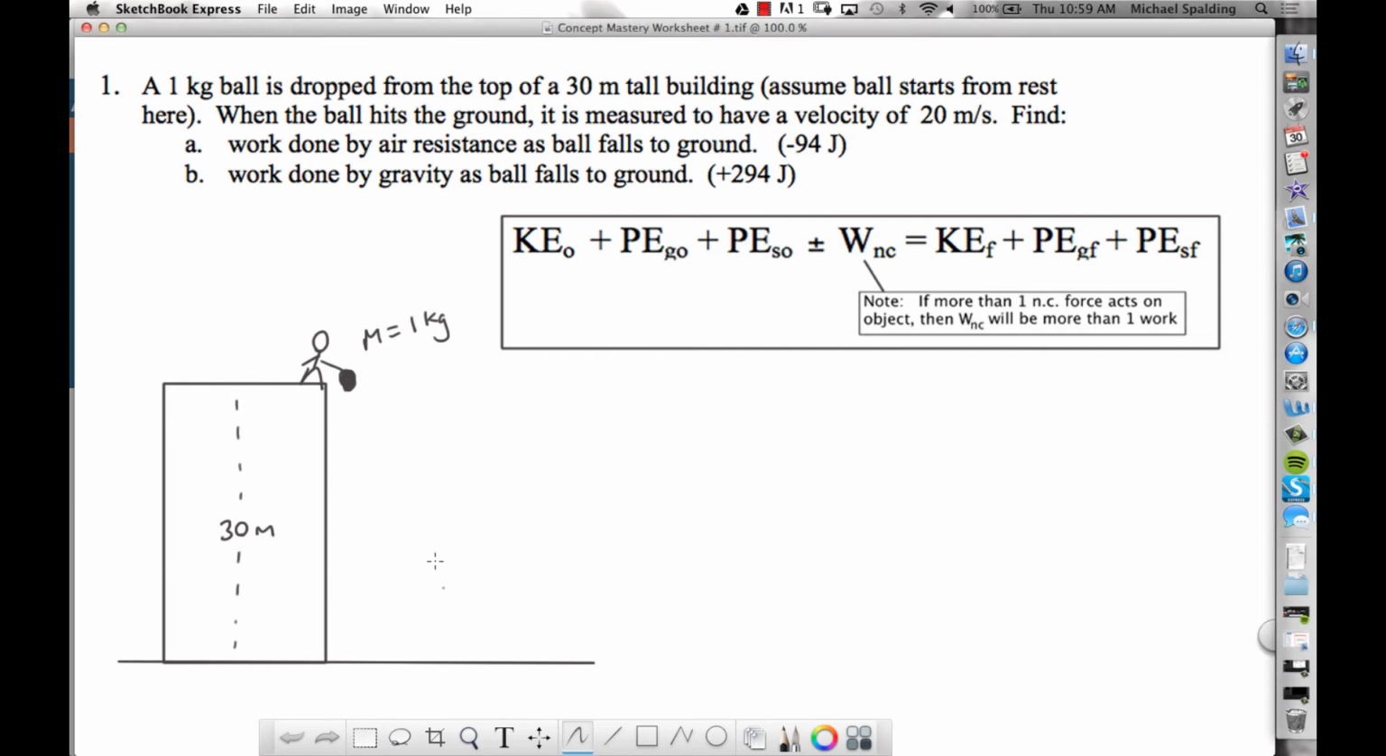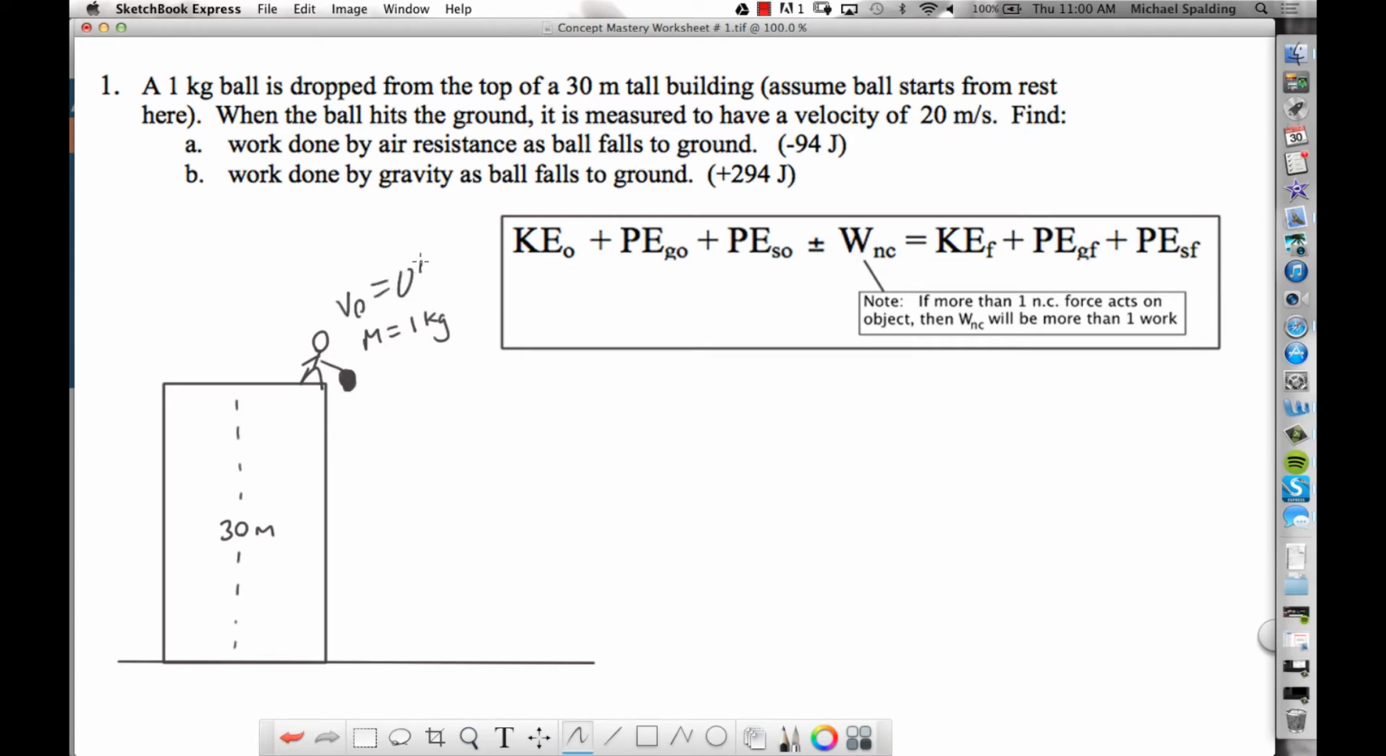All right, number one on the concept mastery worksheet. Hey, the really helpful thing here is going to be part B, where I ask you to find the work done by gravity. There's something really cool about the work done by gravity. It turns out to be equal to the change in potential energy of the object, which I'll show you in a second. Okay, so we have this 1 kilogram ball being dropped from rest.